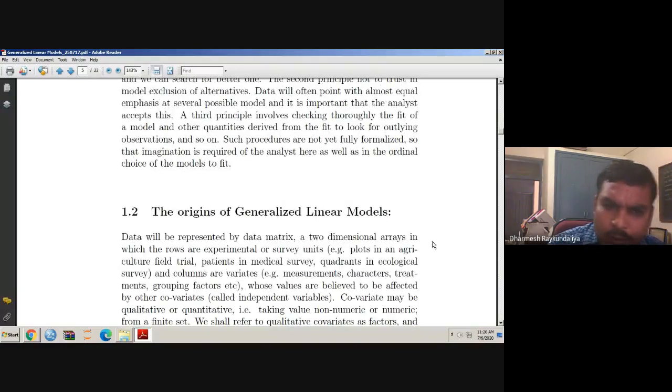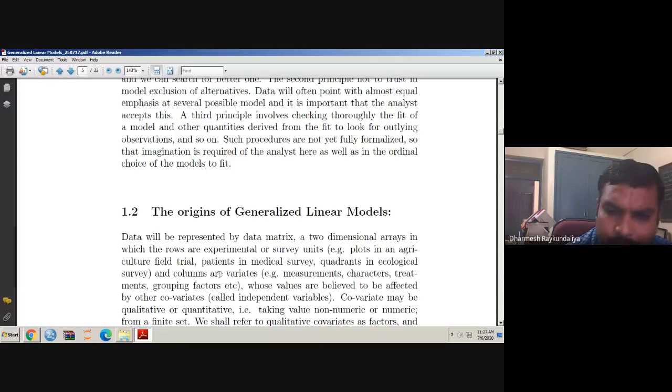Now we will see how the generalized linear models arise. What is the origin of the generalized linear model? Data will be represented by the data matrix. We have seen the general linear models where y is equal to X beta plus epsilon. So we have an X. X is called a data matrix.